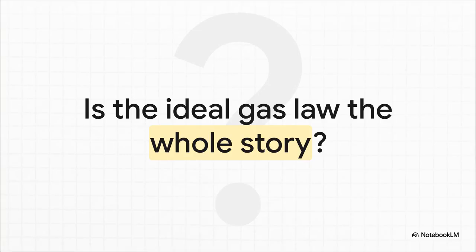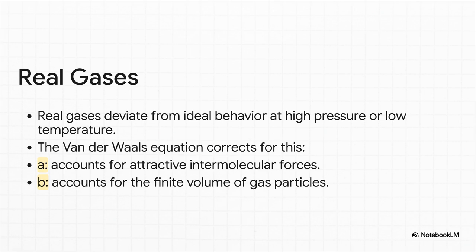So is PV equals nRT the end of the road, the final word on gases? Well, not quite. It works amazingly well for gases at low pressures and high temperatures, basically when they're far away from turning into a liquid. But what happens when you really crank up the pressure or drop the temperature way, way down? Under those extreme conditions, our two big assumptions start to fall apart. Real gas particles actually do take up a little space, and they do attract each other a tiny bit.